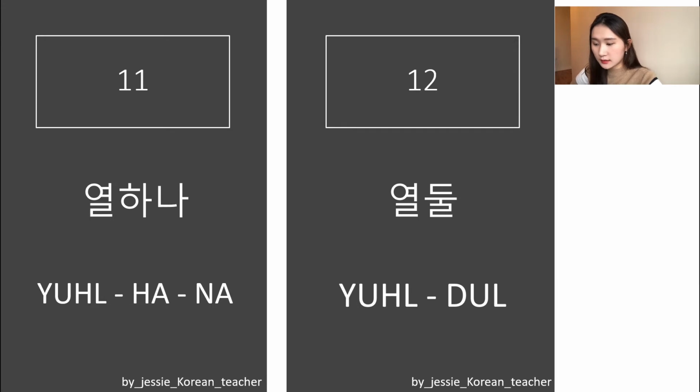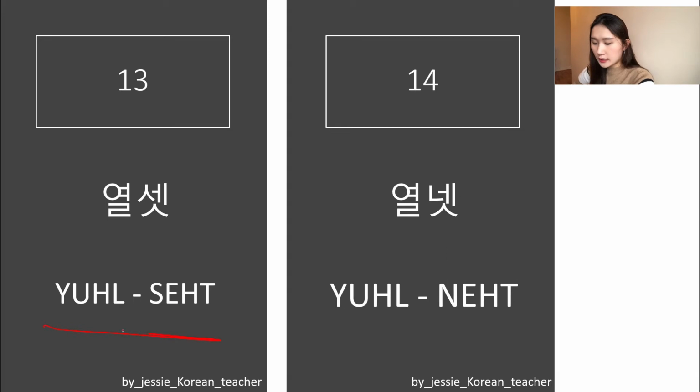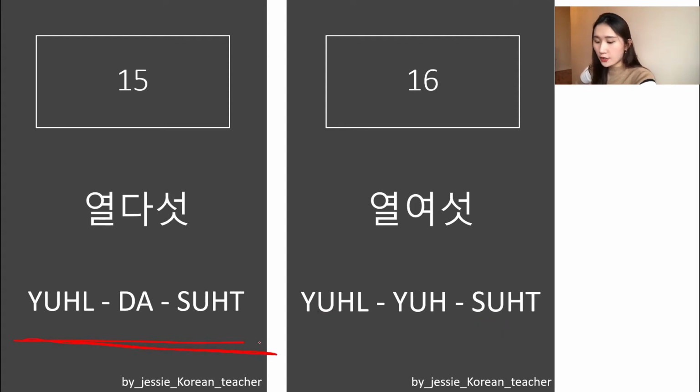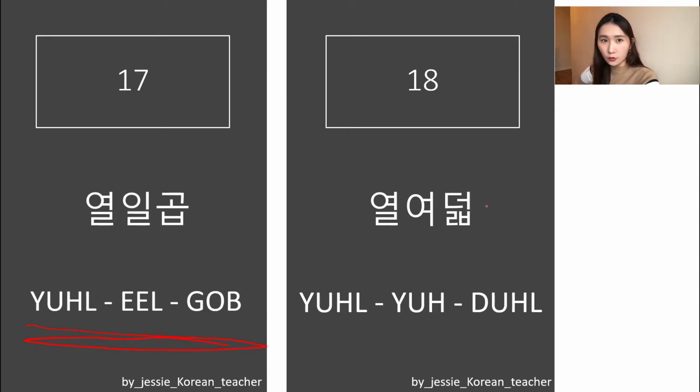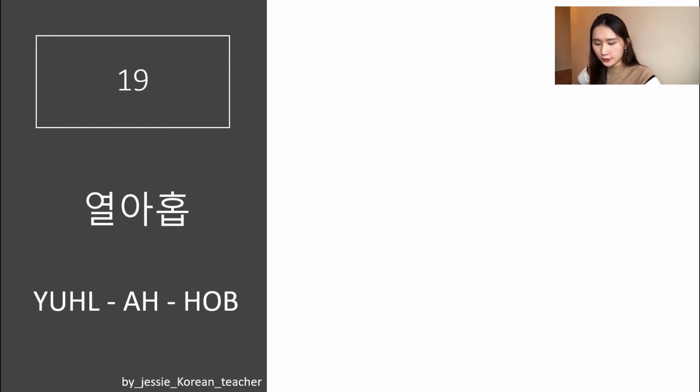Cool. And let's go for 11. You can just say 10, 열, plus 1, 하나, would be 열 하나. 열 둘. 열 셋. 열 넷. 열 다섯. 열 여섯. 열 일곱. 열 여덟. 열 아홉.